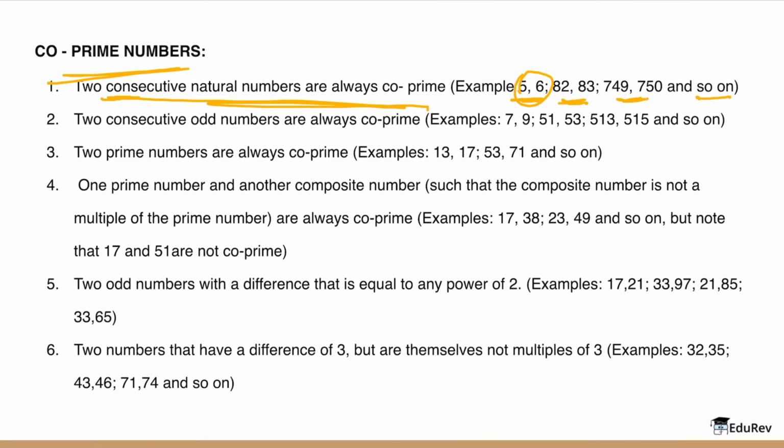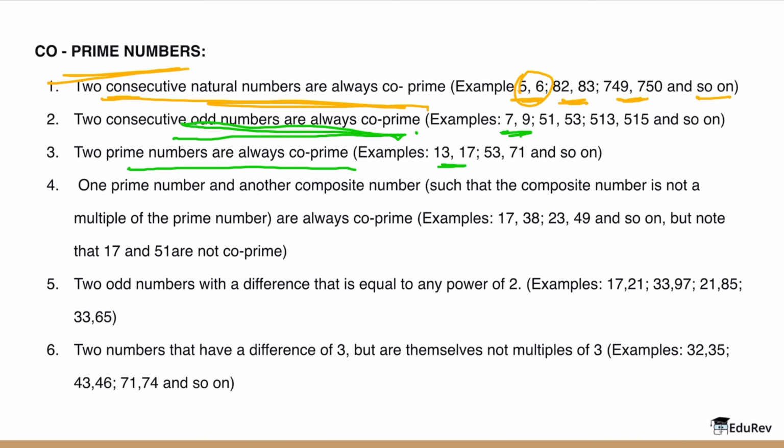Correct. Okay, the next point says two consecutive odd numbers are always CoPrime numbers. So what is the meaning of this? This means that two consecutive odd numbers will always be CoPrime numbers. If I take 7 and 9, going by the definition of CoPrime numbers, there should be no factor other than 1. So obviously 7 and 9 do not have any factor other than 1 common between them. That is why they are CoPrime numbers.